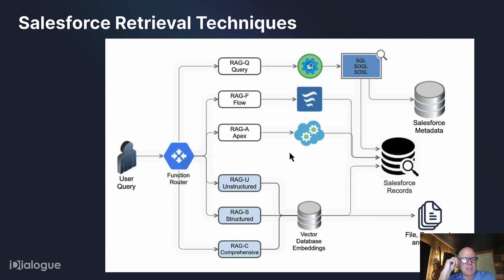We have both unstructured and structured. Unstructured would be files. Structured would be working against Salesforce records. And then comprehensive techniques would be combining them, which you would use in account-based sales. You can combine everything related to an account, like every opportunity, case, contact, task, and email, and put all that into a very comprehensive record or snapshot, and then put that on the vector database.